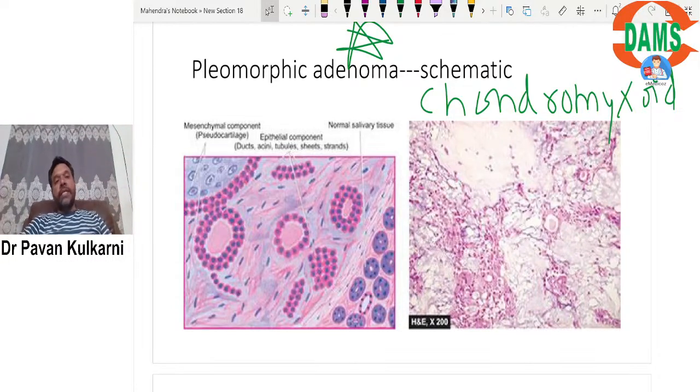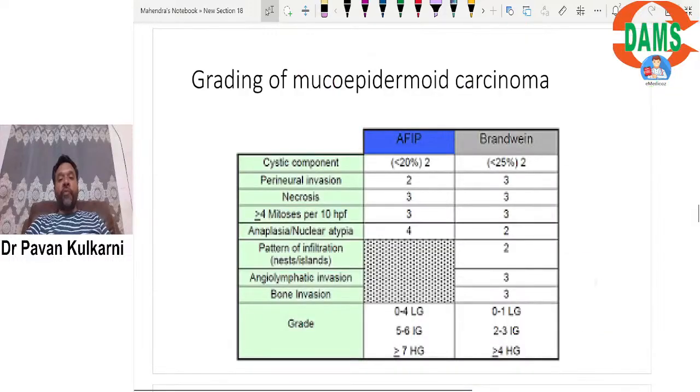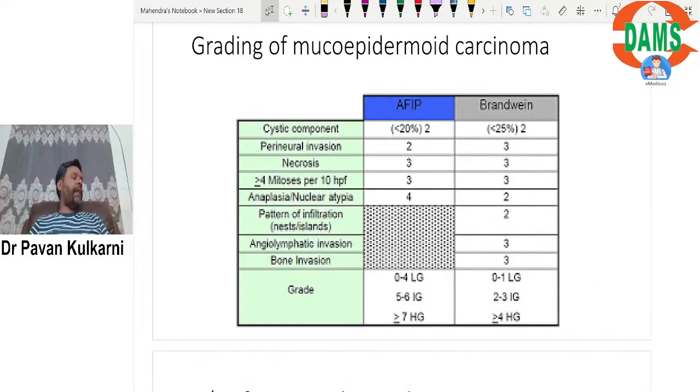Okay, so that's about the pleomorphic adenoma. Let us move on to the next, mucoepidermoid carcinoma. Now mucoepidermoid carcinoma, all of us know that's the most common malignancy of salivary glands. It is the most common salivary gland malignancy in adults also, and the most common salivary gland malignancy in children also.